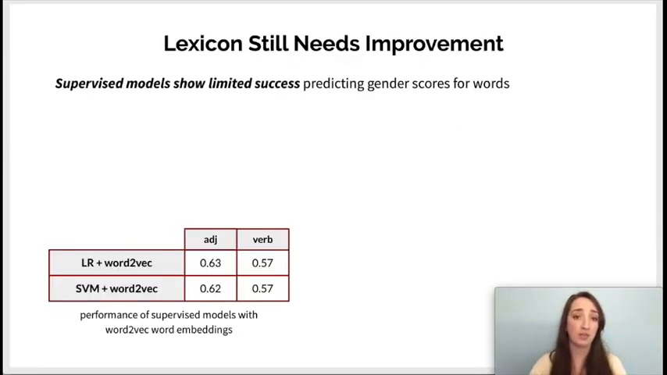What we found when training our models is that the lexicon still needs improvement. The unsupervised models were very inaccurate, and the supervised models showed some success, but overall not great. Our best models were linear regression and SVM combined with the word2vec word embedding, but still the results were not very great.